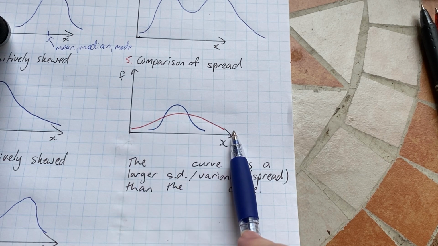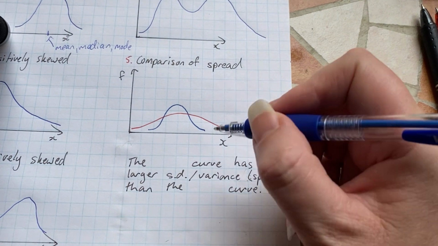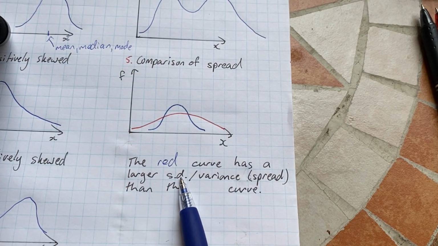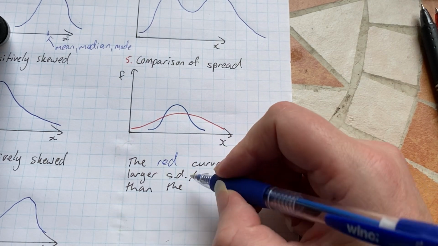But the red one has a much greater spread than the blue one. So that means that the red curve has a larger standard deviation or variance, so a larger spread than the blue curve.